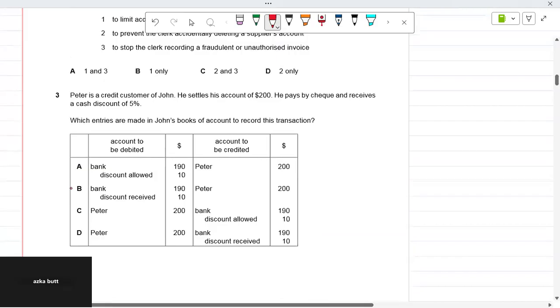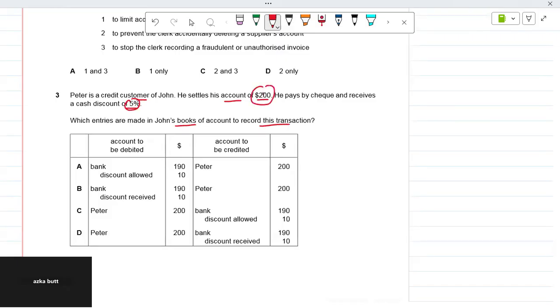Okay, now let's see the next one. Peter is a credit customer of John. He owes an account of $200. He pays by cheque and receives a cash discount of 5%. Which entries are made in John's books of account to record this transaction? So the amount owed by Peter is $200, and the cash discount received is 5% of 200. So multiplying by 5%, this is equal to $10. So 200 minus 10 is equal to 190. So 190 is the amount received by John.